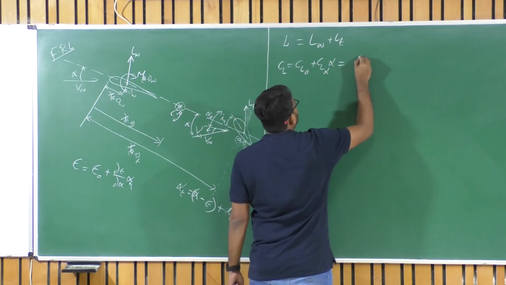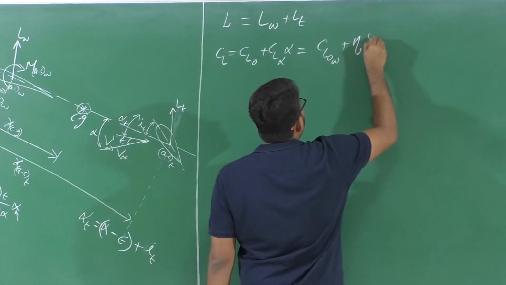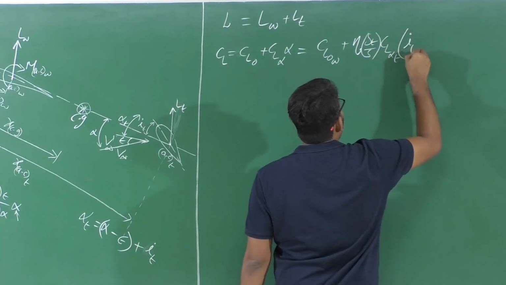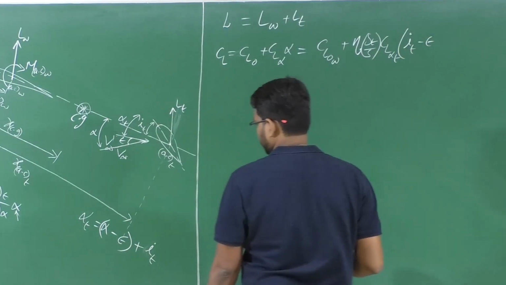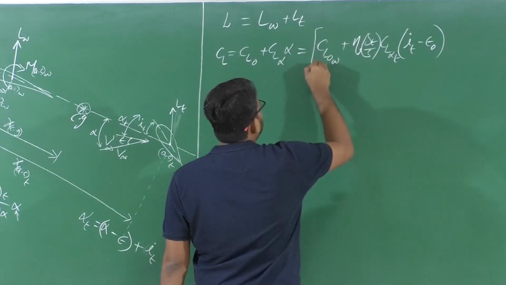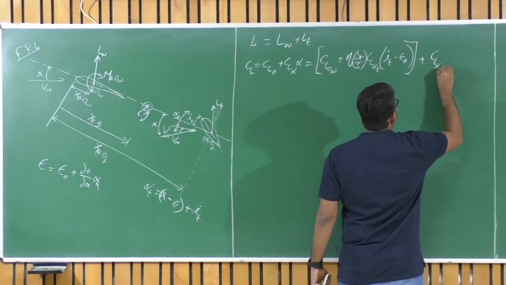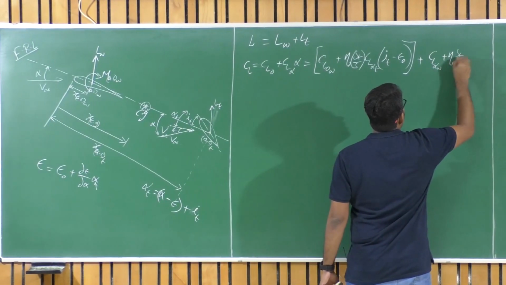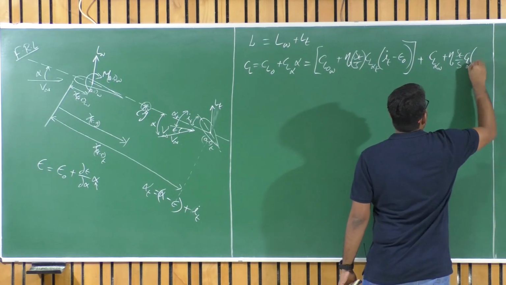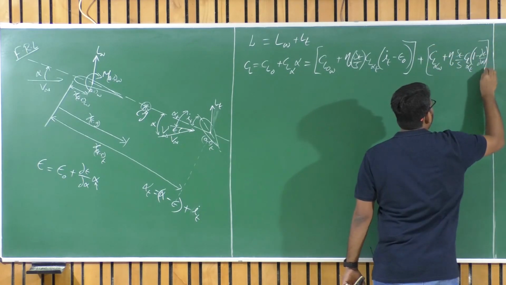which is equal to CL naught of wing plus eta St upon S times CL alpha of tail times i of t minus epsilon naught here. So this plus CL alpha of wing plus eta St upon S CL alpha of tail times 1 minus dou epsilon upon dou alpha, times alpha.